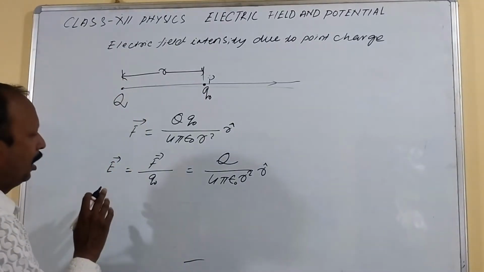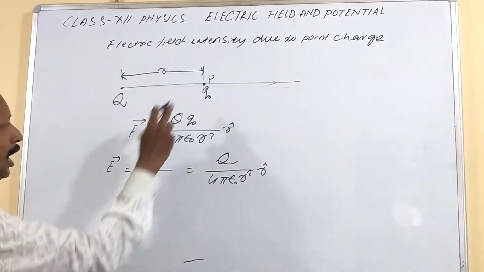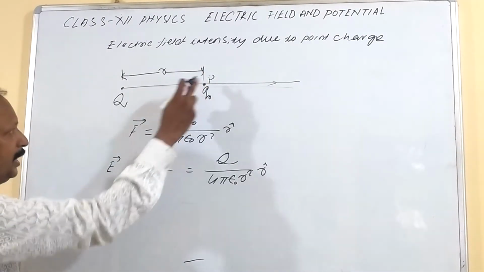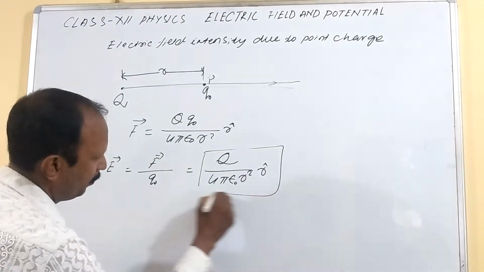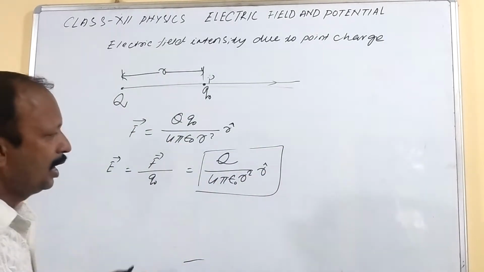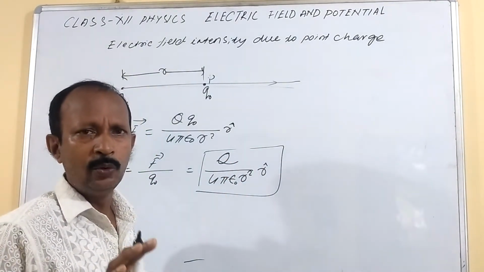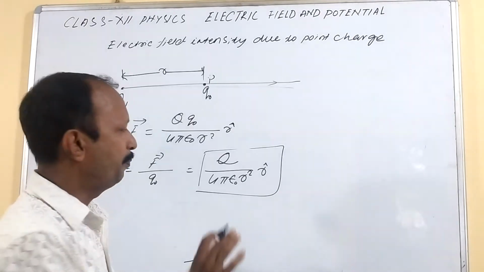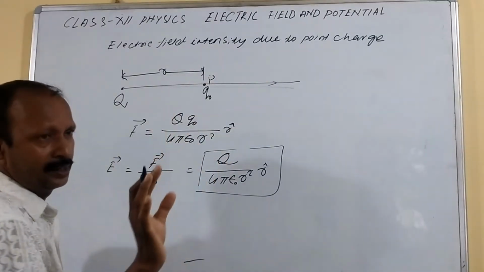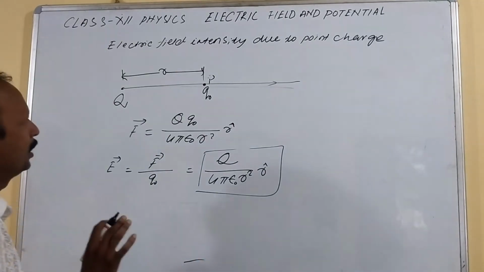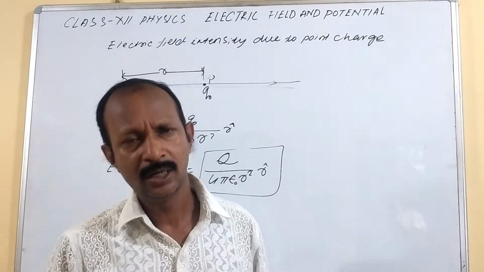So, I can say that electric field intensity at the point P due to the charge Q is equal to Q upon 4 pi epsilon naught R square, and this R stands for the unit vector. It represents only direction along this line. Okay, so this is about the electric field intensity due to point charge.